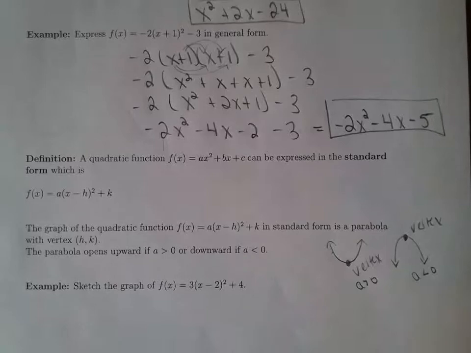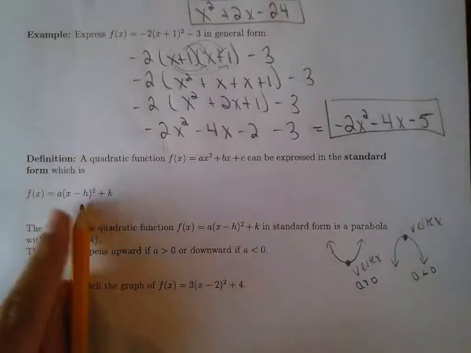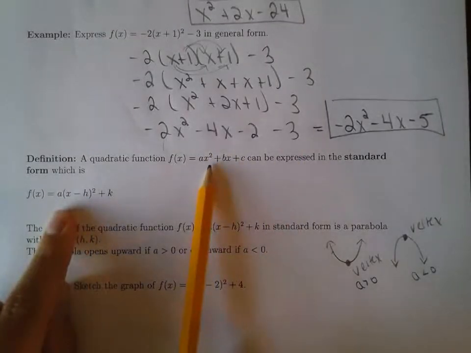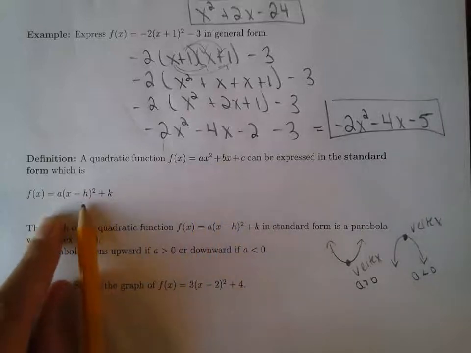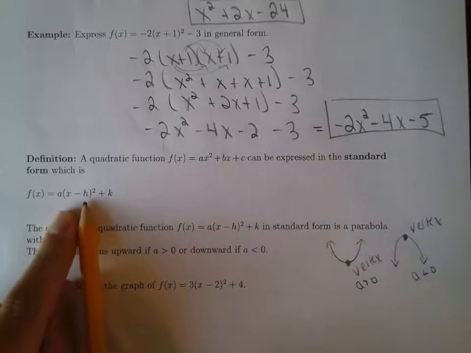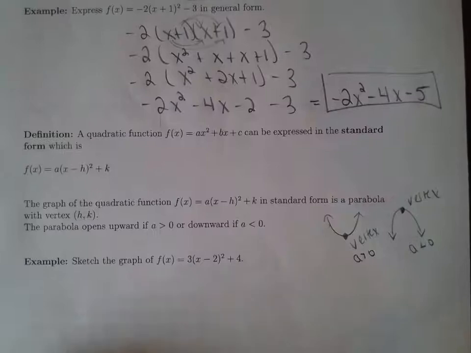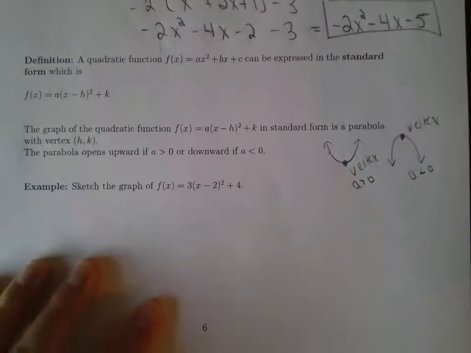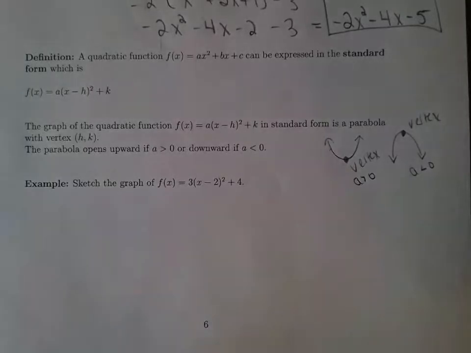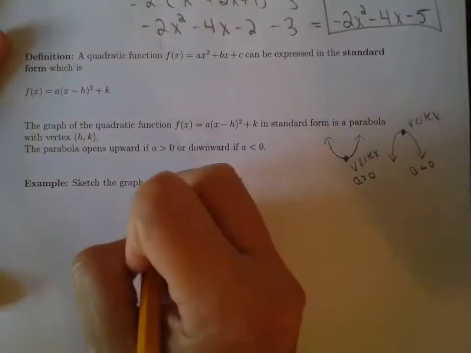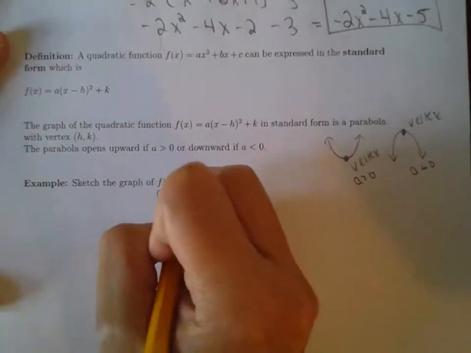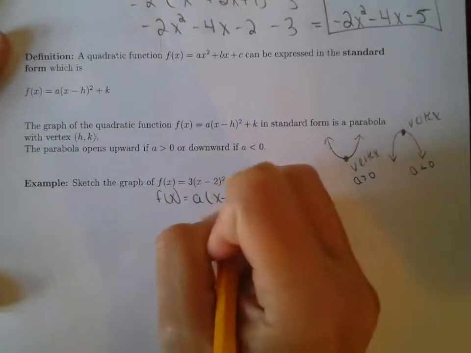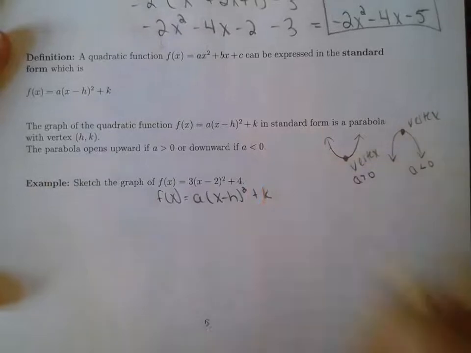Okay, this is only if it's given to you in this form. We're going to learn how to graph this form in a little bit. But if you're given this form, it's a very simple way of graphing, which is actually this form up here, what we had. So it says sketch the graph of f of x equals 3 times x minus 2 squared plus 4. Okay, this is given to us in standard form, which I'm just going to write underneath it: a times x minus h squared plus k.